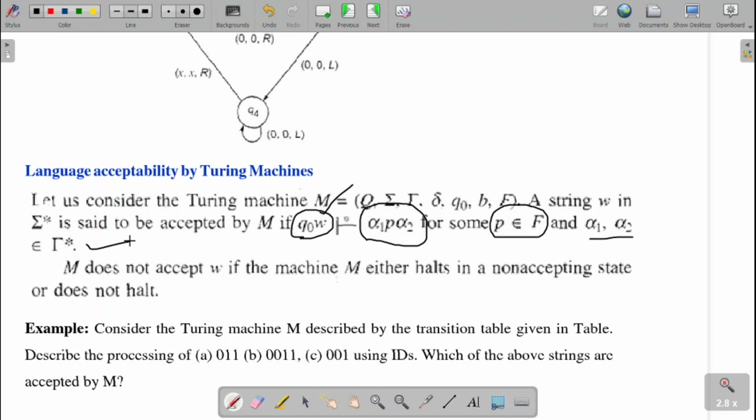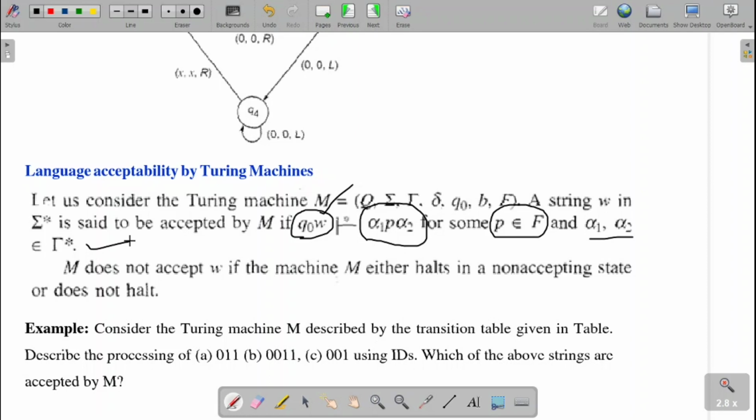So if it is the case, then we say that our string is accepted. If it is not the case, then we say that our string is rejected.